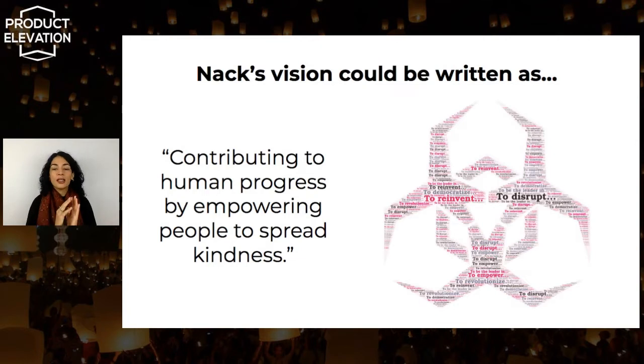Why? Because I can pretty much describe a bunch of different things that can be under this vision statement. For example, this could be the vision statement for my parenting style. I'm trying to get my kids to spread kindness. I'm empowering them to spread kindness. So this could be my parenting vision.